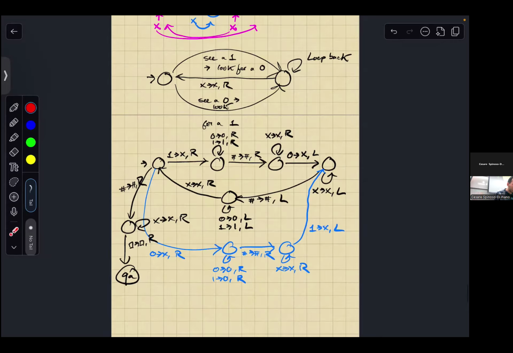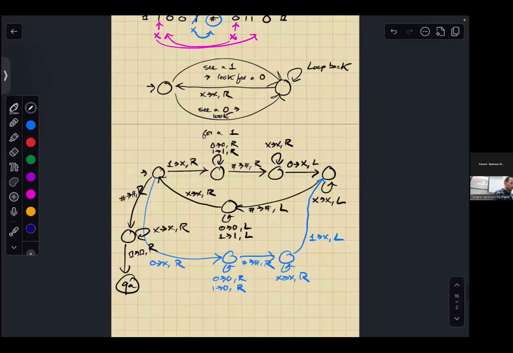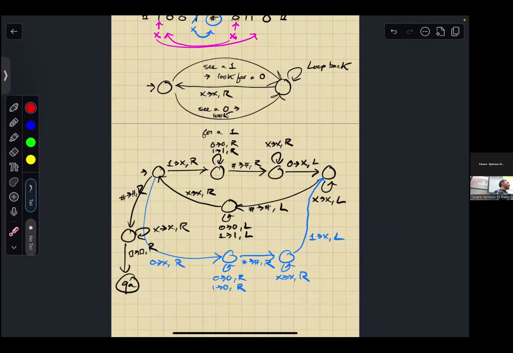And note that the question here was to design a Turing machine which decides. So concretely, that means that the Turing machine M should never loop, and L of M should equal L. I definitely have L of M equal L. A string gets to the accept state if and only if it looks like W hash flip W. And I haven't introduced any infinite loops.